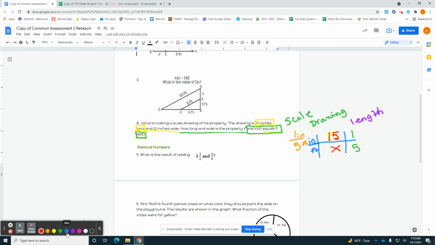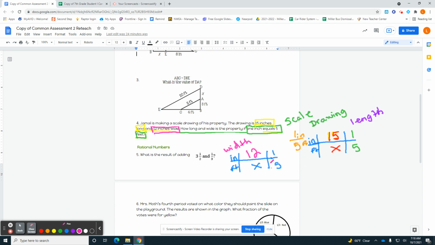But you need to set up a proportion for your width. So you're going to set up another big H, and it's going to be similar. You're going to have inches over feet, 1 over 5, because 1 inch equals 5 feet. And you're going to have x. The only thing is because we're talking about width, you're going to use 12 inches wide for this proportion. So your 12 goes here.